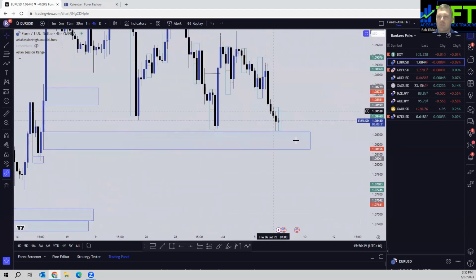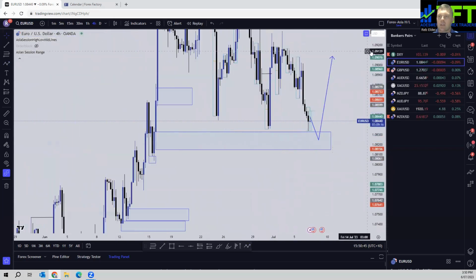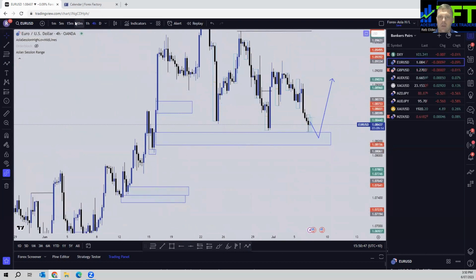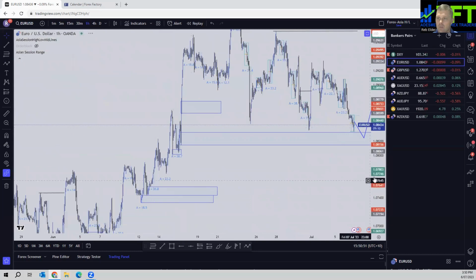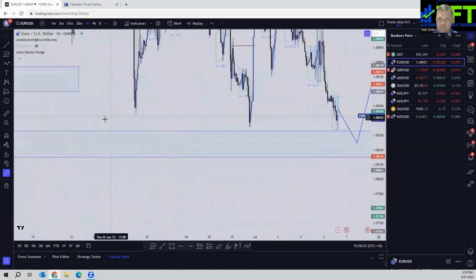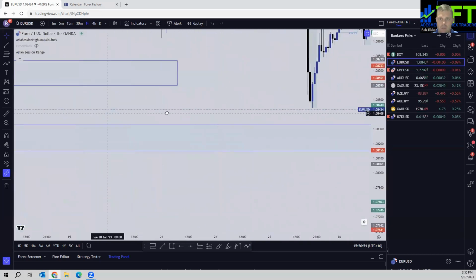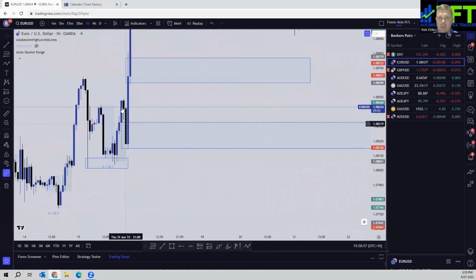That could be looking for an area to find our support and go long from. But in saying that, if we go down time frame and start to look closer at this area, we can see there's a pullback here before this initial takeoff, which is quite large.